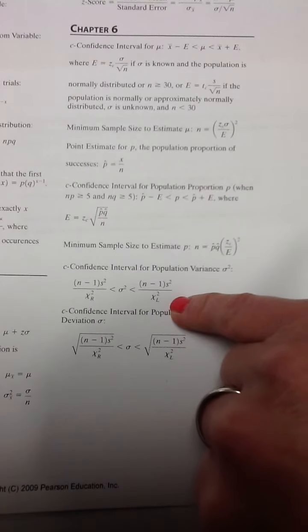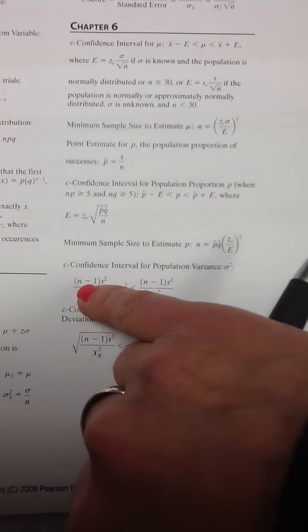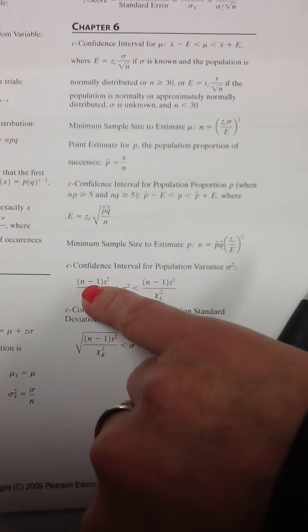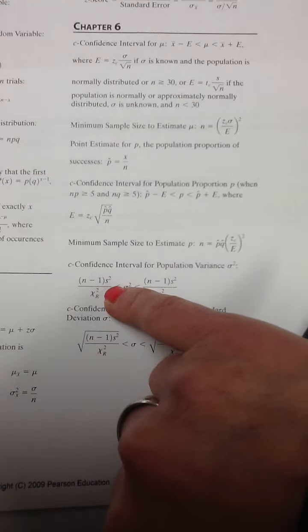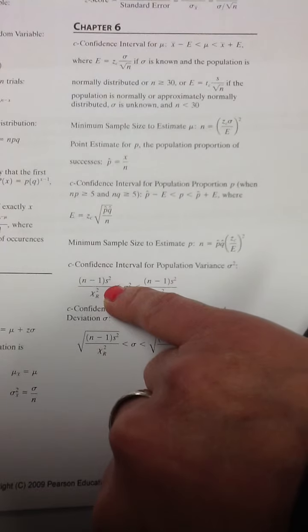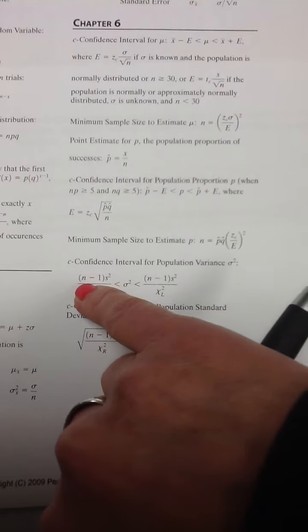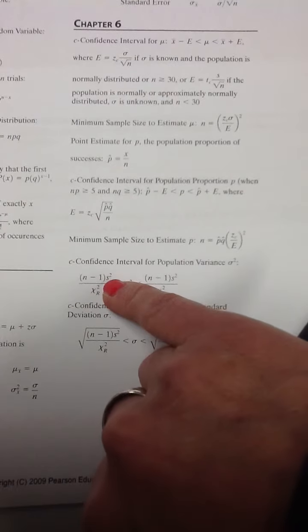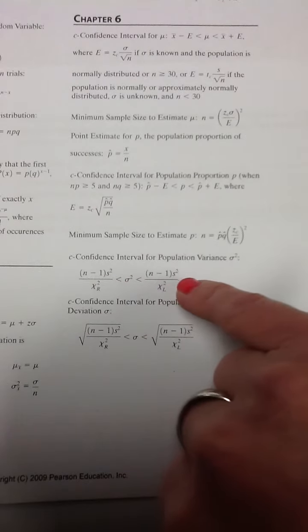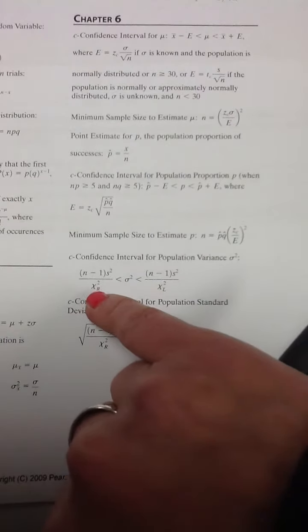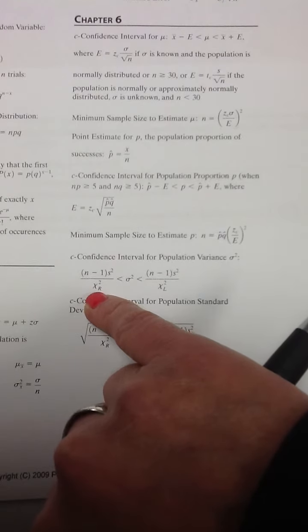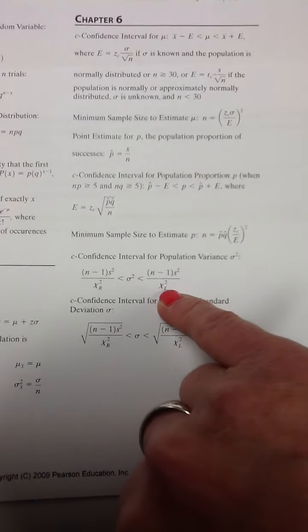Now the problem gave us n is equal to 20, so I know this is just going to be 20 minus 1. And it gave us the standard deviation of 35, so this value is just going to be 35 squared. So I'm going to end up with 19 times 35 squared on the top on both of these. The only thing I'm going to have to worry about is where to find the chi-square right and the chi-square left. For that, we're going to go to our chart, our chi-square distribution.